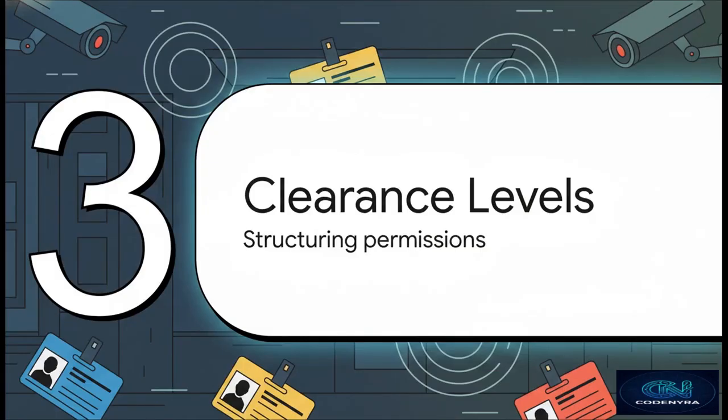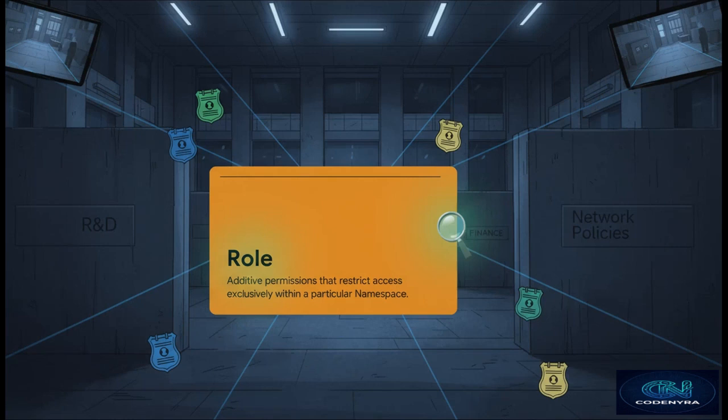Okay, Phase 3, defining clearance levels. Let's talk about structuring permissions with roles and cluster roles. Your primary tool for this is a role. In Kubernetes, a role represents a specific set of permissions, and it's super important to note that these are purely additive. There are absolutely no deny rules here. If you don't have explicit permission, you are denied by default. So a role is essentially a localized badge color that grants access exclusively within a particular namespace. It dictates exactly what a subject can do, like say reading pods or modifying deployments, but only within that one specific department.